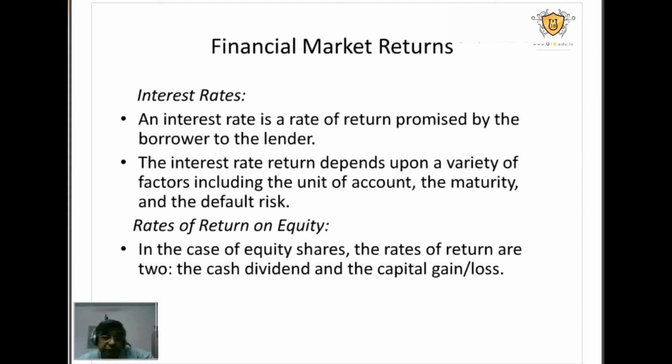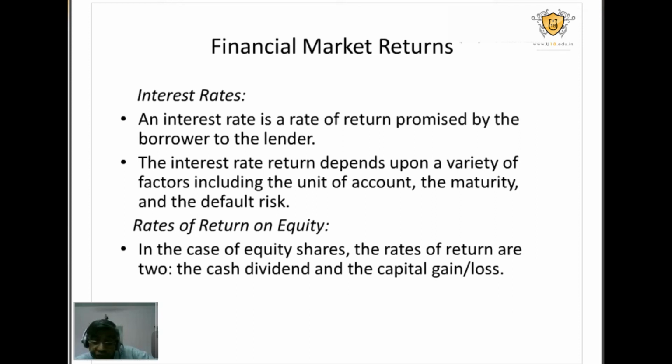Okay. Interest rate, as I said, is basically the price of money, and the interest rate is a rate of return promised by the borrower to the lender. The interest rate return depends upon a variety of factors, including the unit of account. What we mean by the unit of account means the currency involved. For example, if it is in US, the interest rates are different. In Japan, it is different. In India, it is different. One of the reasons for this is that the inflation in different countries is different. So that also is complicating global movement of funds. We will look at this aspect later on. But so the unit of account is important.